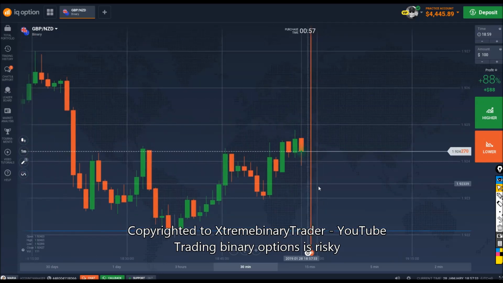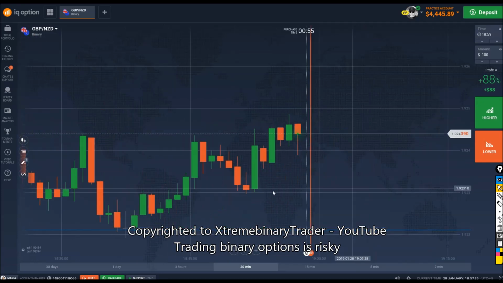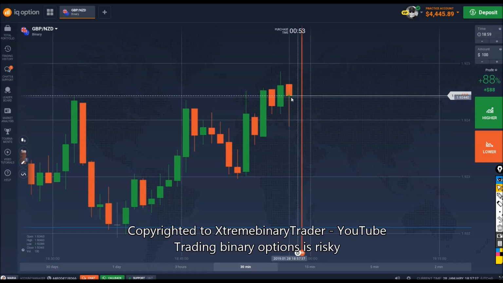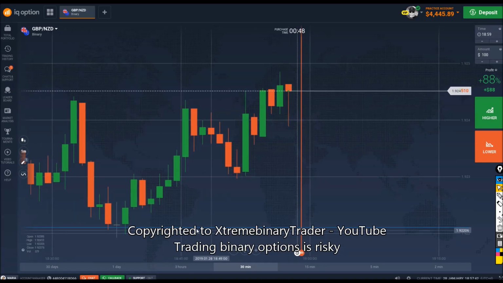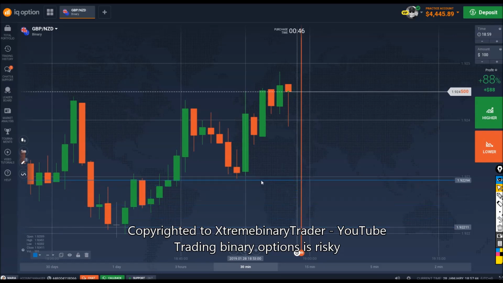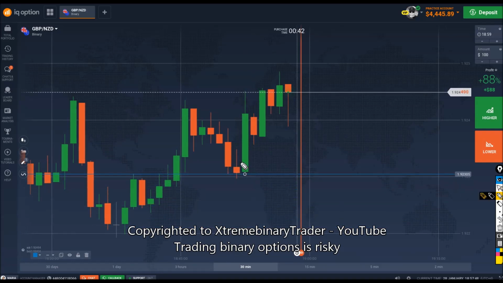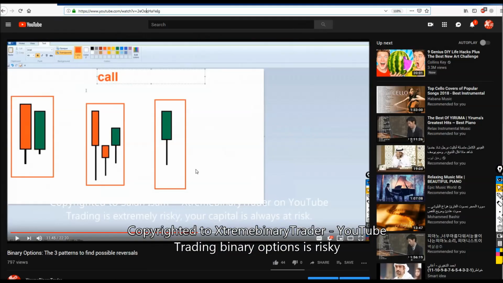So where is the good setup in this scenario? Look at that, now it's reversing. Just because I said no. Alright, so anyway, placing the call option will be ideal at this level here. Look at these three candles. These three candles are representing exactly this pattern, the middle one.